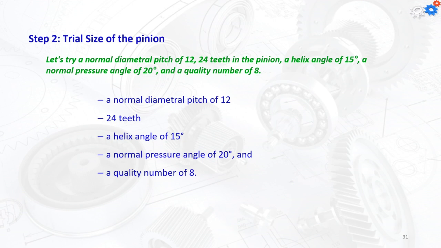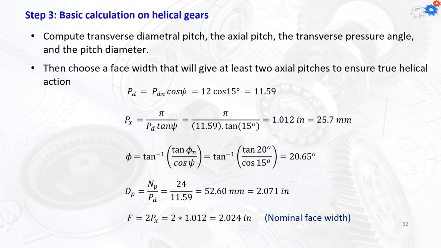We're going to start with the trial size for the pinion. We will try a normal diametral pitch value of 12. We're going to have 24 teeth like we did last time for the pinion, a helix angle of 15 degrees, a normal pressure angle of 20 degrees, and a quality number of 8. Using these trial sizes, we calculate the basic quantities for the helical gears, including the transverse diametral pitch value, the axial pitch value, the transverse pressure angle, and the pitch diameter.